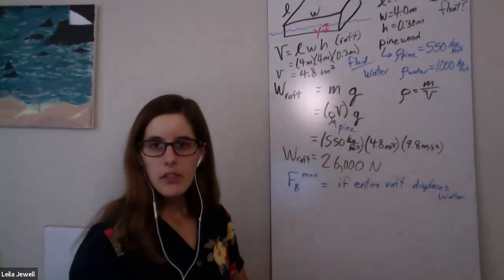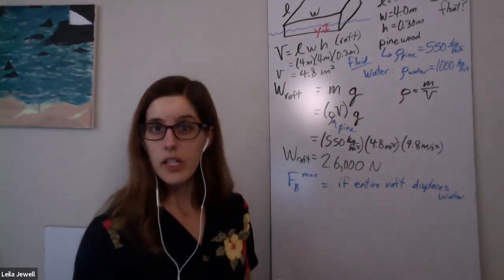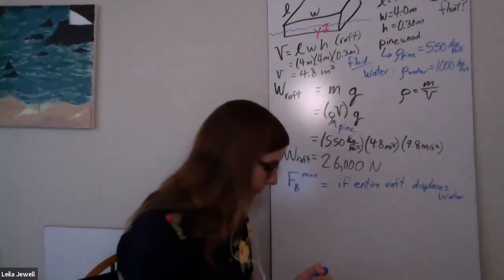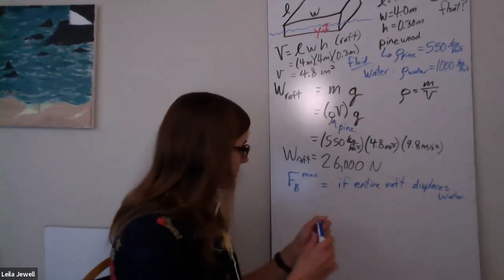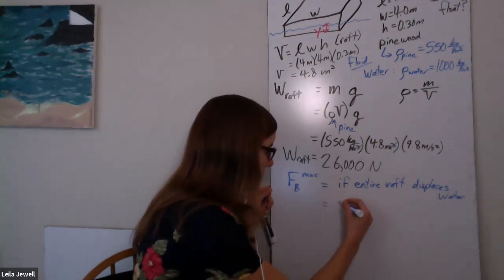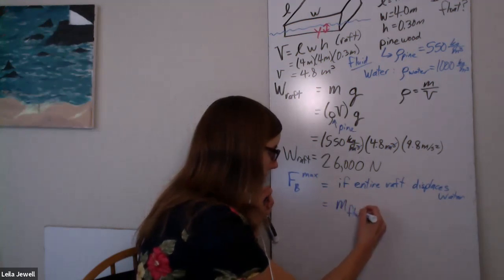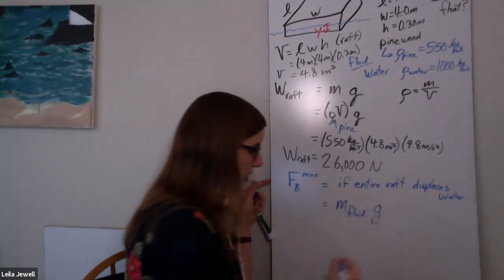So what does that mean? Well, we know the buoyant force is equal to the weight of the displaced fluid. So we're going to use that. Buoyant force is equal to the weight of the displaced fluid. So the mass of the fluid times g.